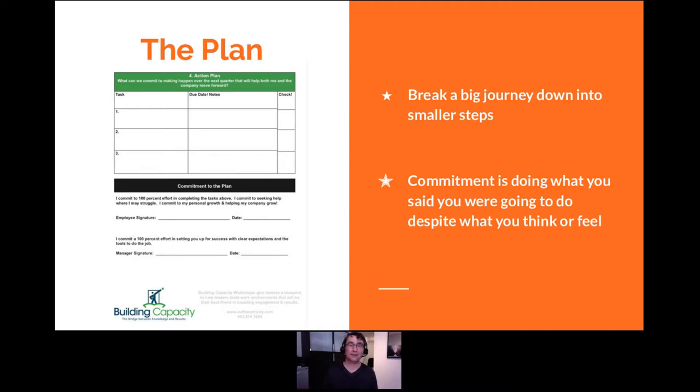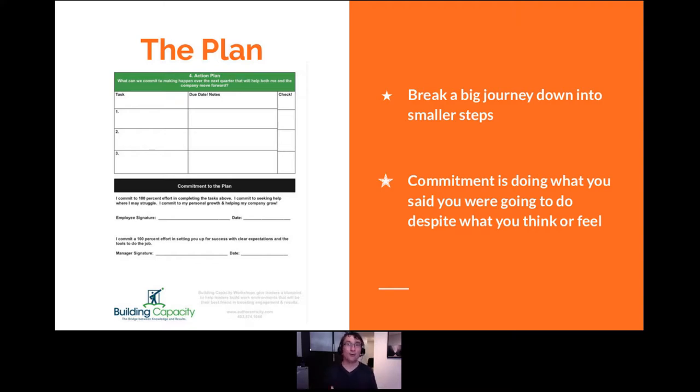I like the bottom section. It's where you sign off, and it's a commitment to the plan. It says, as an employee, I commit to 100% effort in completing the tasks above, and I commit to seeking help where I may struggle, and not assuming that if I can't do it, I wasn't meant to do it. We all need help along the way. Establish that expectation. I commit to my personal growth and helping my company grow. And they sign it and they date it.